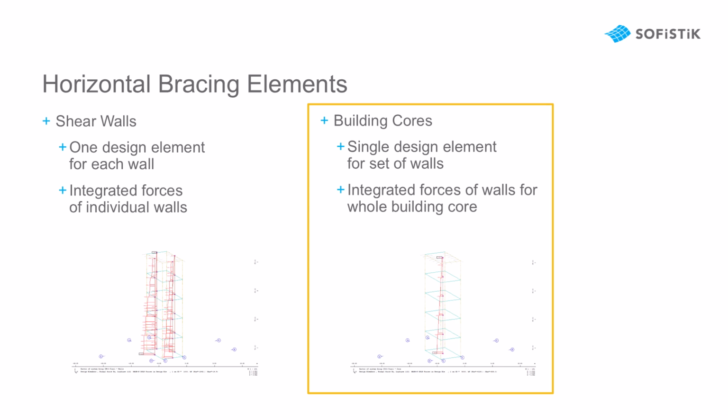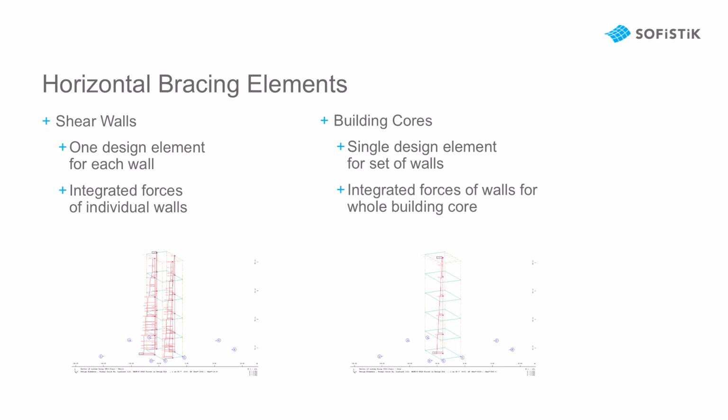For more information about the shear walls, please refer to the previous video of this series. Each building core has a single design element, which considers and integrates the forces of the quad elements of all related walls. A cross-section is required for the capacity check and created by default.